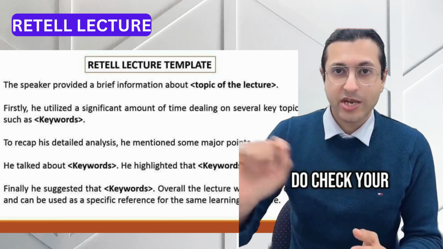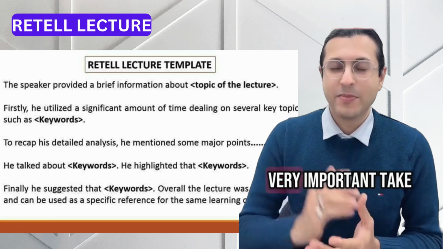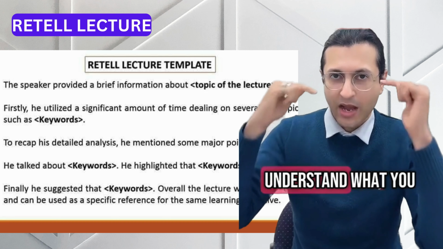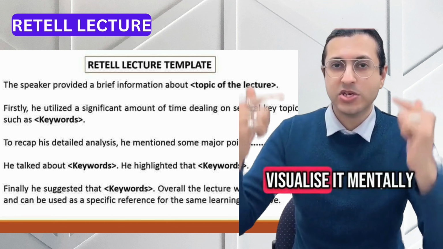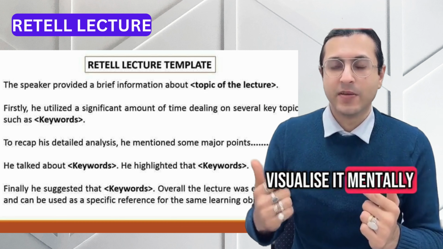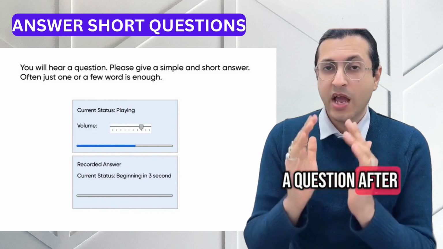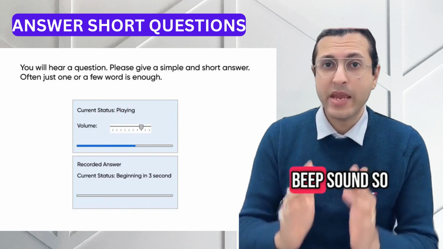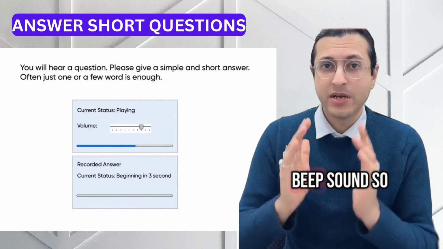In the next task, which is retell lecture, you get 10 seconds before the audio starts. What should you do? Check your pen because you have to take notes. Very important. Take notes quickly, understand what you're listening to, visualize it mentally. And in task number 5, which is answer short questions, you get 3 seconds. After that, you listen to a question. After the question ends, there is no beep sound. So once the blue bar starts, you start your answer and then you click next.